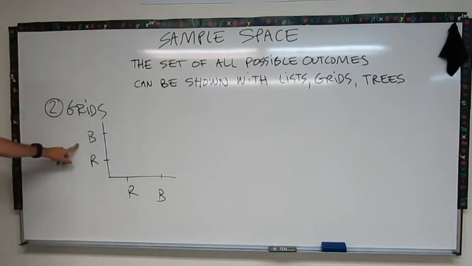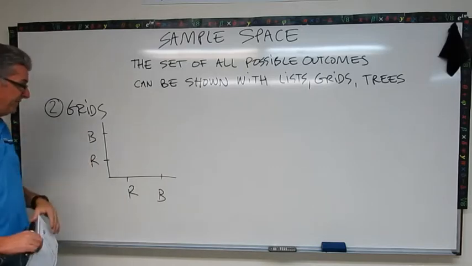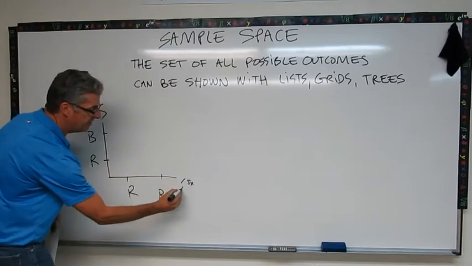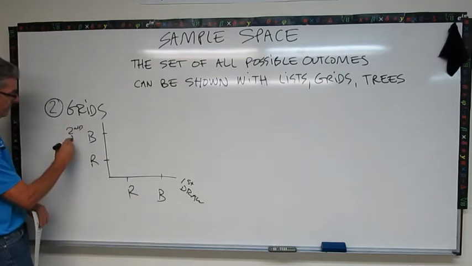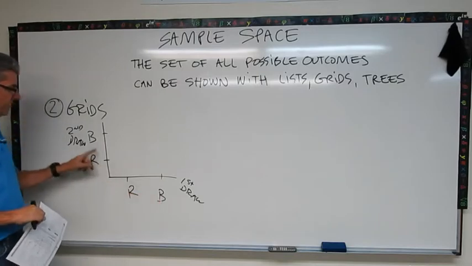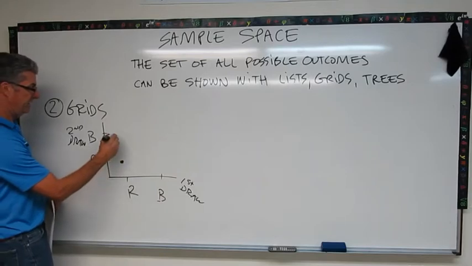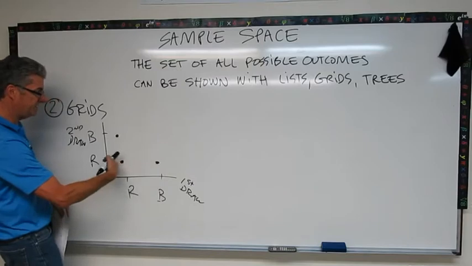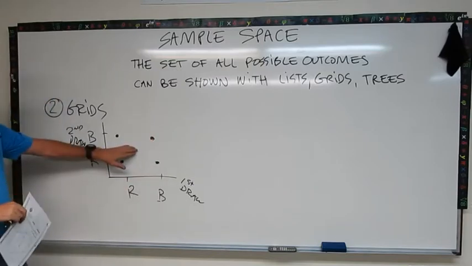Grids. Same situation. Two cards tracking red or black. A grid is kind of like a graph. So we have red, black on one axis. This could be first draw. And this could be our second draw. And each draw has either red or black, red or black. So we have a dot here. This is the red, red. This is the red first, black second. This is the black first, red second. And then finally we have black first, black second. So this works with drawing two cards.